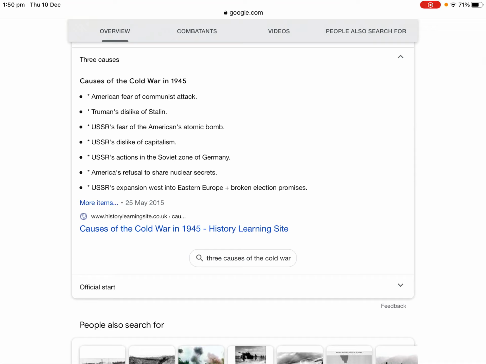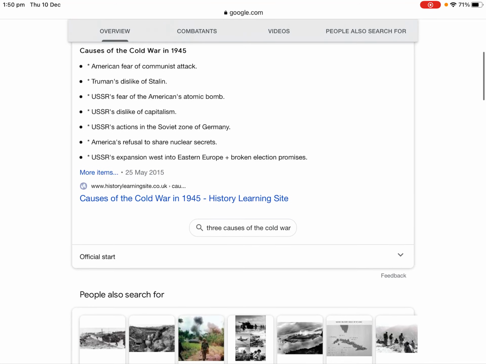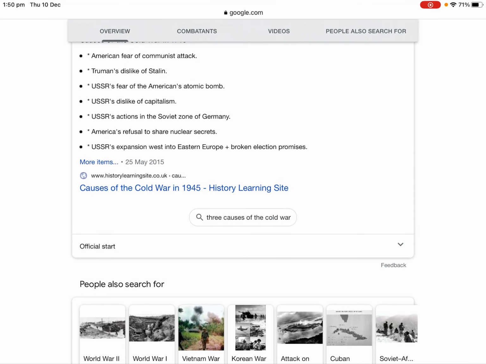America's refusal to share nuclear secrets. This is where spies came in from different sides, and they would go into each other's zones, steal their ideas and make them their own, and start building nuclear weapons out of the information they found.